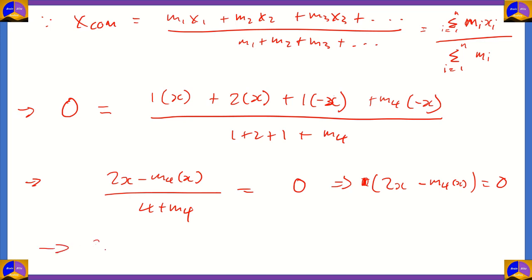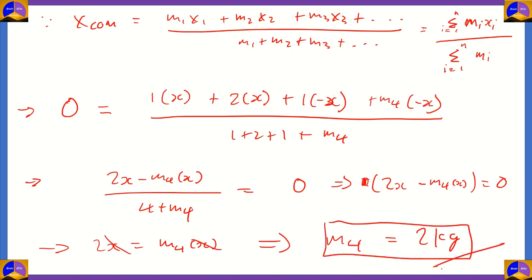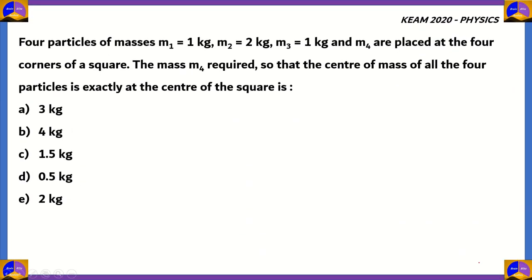It means that 2x will be equal to m4 times x, so the x's get cancelled, which means that the mass of the object at the fourth corner will be equal to 2 kilograms. So 2 kg is the correct answer. Among the following options, it is clear that option E, that's 2 kg, is equal to the answer that we found. So that is the correct answer for this physics question, which was asked in Keam 2020.